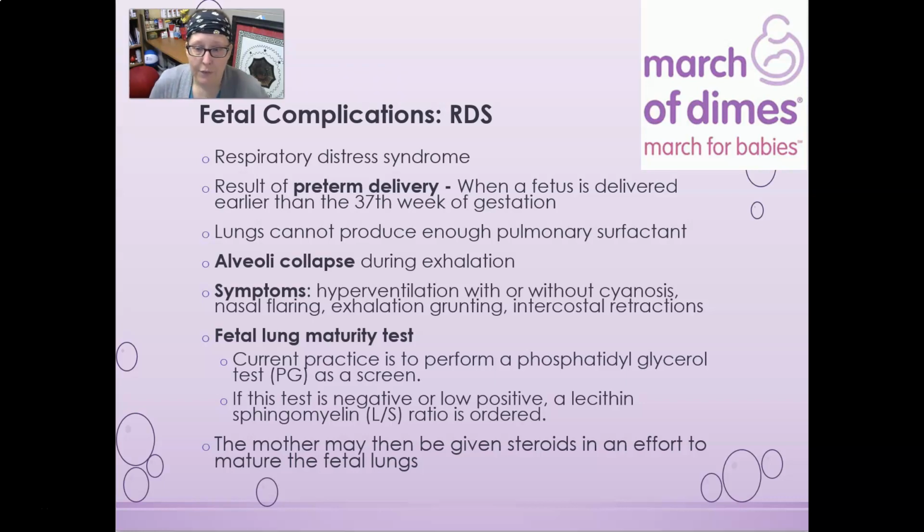And if the baby's coming anyway, then the mother may be given some steroids in an effort to mature the fetal lungs. If we know that these lungs aren't mature, it is also possible to give pulmonary surfactant to the baby as soon as they're born.